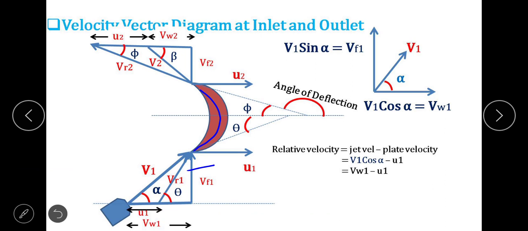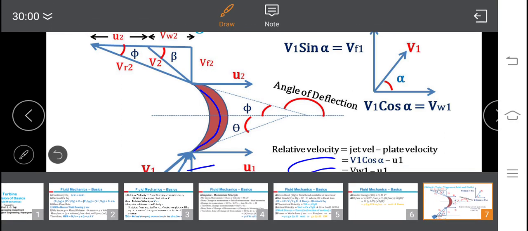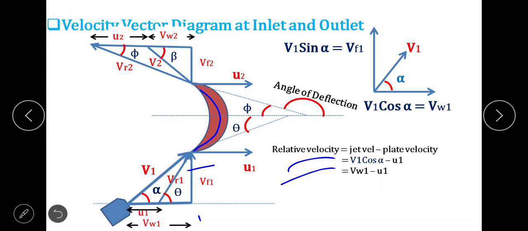Then relative velocity Vr1 is equal to V1 cos alpha minus U1. But V1 cos alpha we can consider as Vw1. Therefore, Vr1 is equal to Vw1 minus U1. Whereas V1 sin alpha is denoted by Vf1, that is the vertical component. Vw1 is the horizontal component. Vf1 is responsible for making the flow.